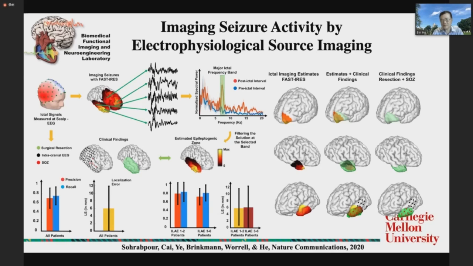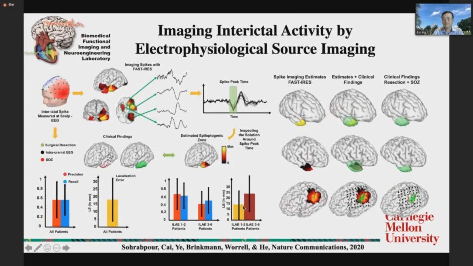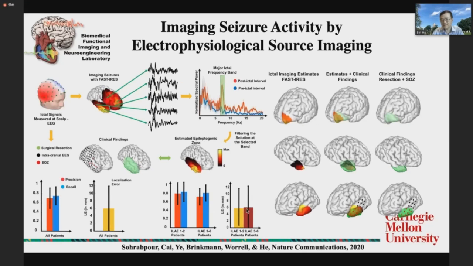And another interesting result is here. If you look at this result, localization error, this means seizure-free patient. This is non-seizure-free patient. That means interictal spike source imaging works quite well in the seizure-free patient, but it did not work well in those patients who were not seizure-free. But if you look at the direct seizure imaging, you can see that there is essentially no difference between these two groups. So this indicates that for those patients who were not seizure-free, direct seizure imaging may provide a lot of clinical benefit.